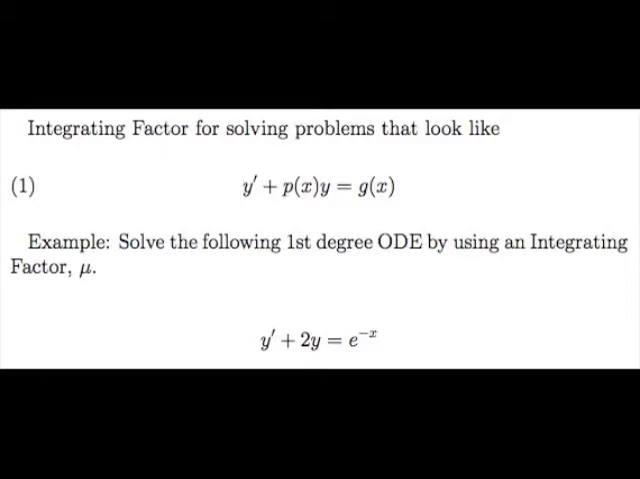The example that we're going to solve today is y prime plus 2y equals e to the negative x. Notice how the coefficient for y prime is 1, the coefficient for y is 2, which is not really a function of x, but it's just as well because it's a constant, so it's fine. And then on the other side of the equal sign we have e to the negative x, so we'll call that g of x.